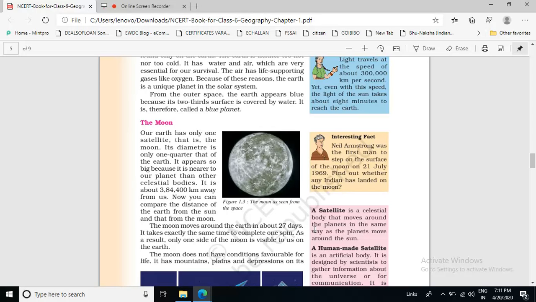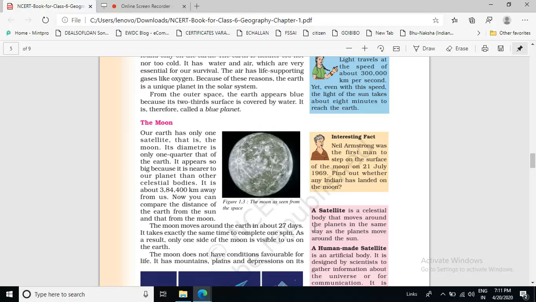Yeah, you have seen the top, which is used to play by the children. In that top, what do you find? That the top moves around its axis. There is a point around which it moves. Likewise, the moon also moves around its axis. So there are two types of movement. The moon is moving around the earth, and the moon is moving on its axis.